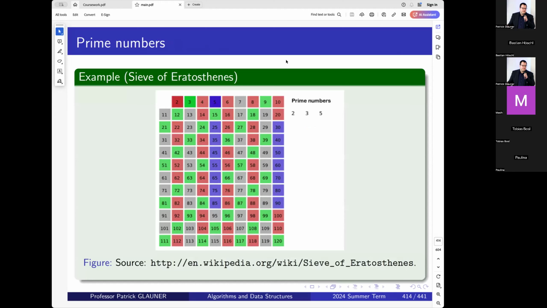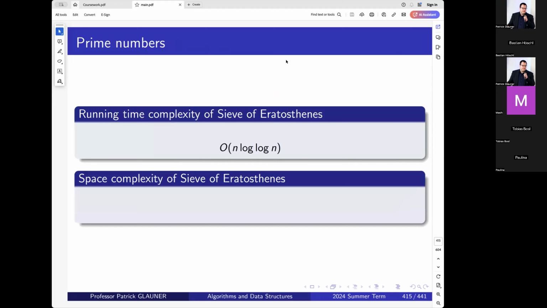Every year in this course, I discuss the fast matrix multiplication plus one other algorithm. Last year, I did the random number generation. This year, we've done the fast inverse square root. Maybe next year I'll do the prime numbers. We will see.